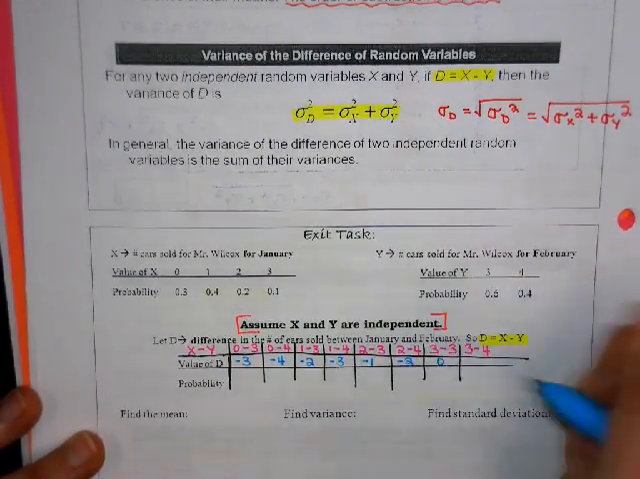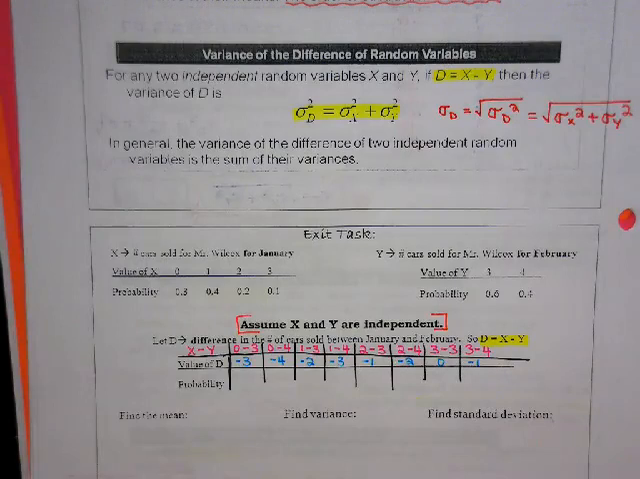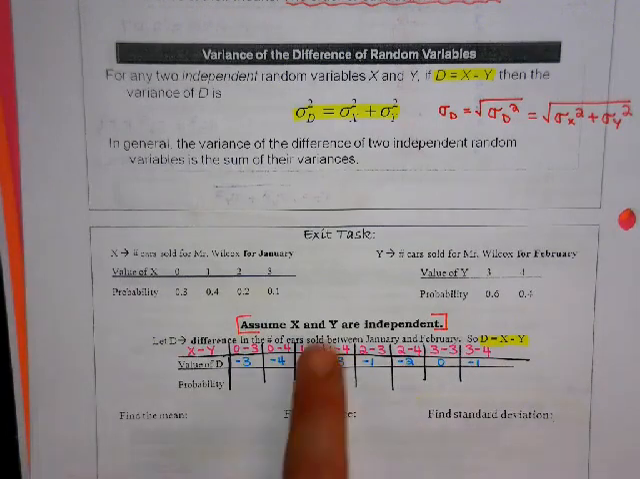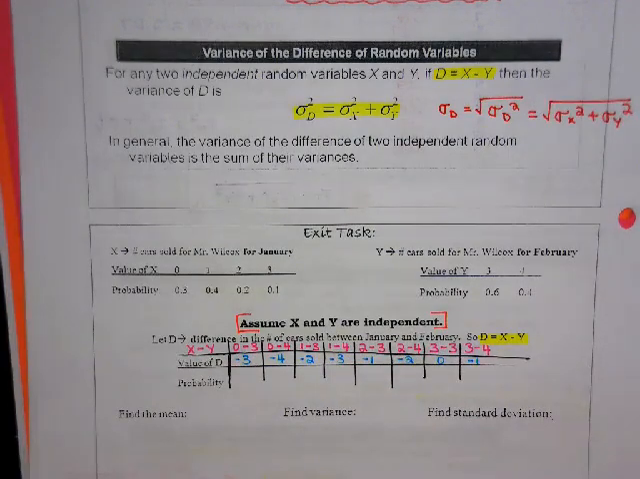Because we're told that x and y are independent, to find the probabilities, we're going to multiply. So for this value of D, it came from 0 cars in January and 3 cars in February. So I'm going to do 0.3 times 0.6, which gives me 0.18.